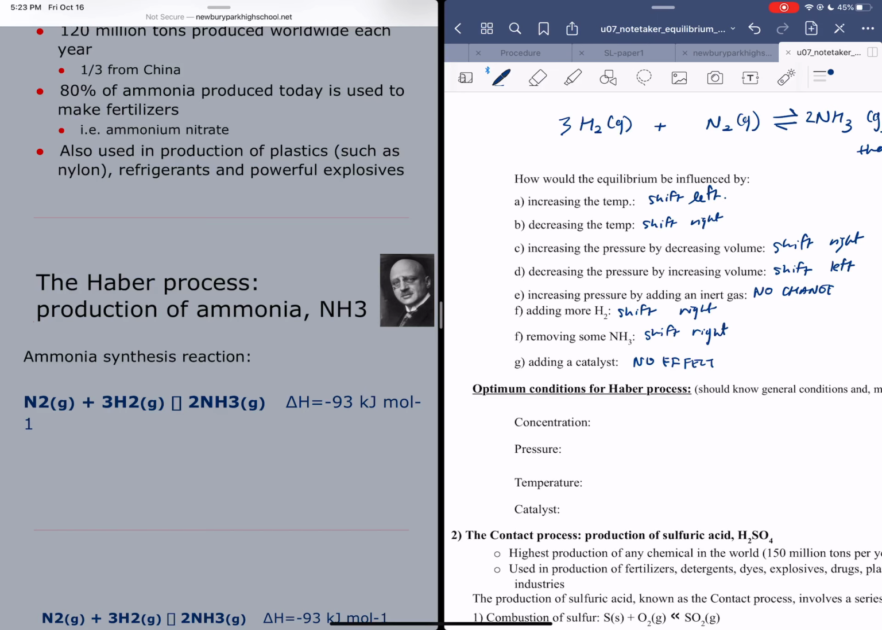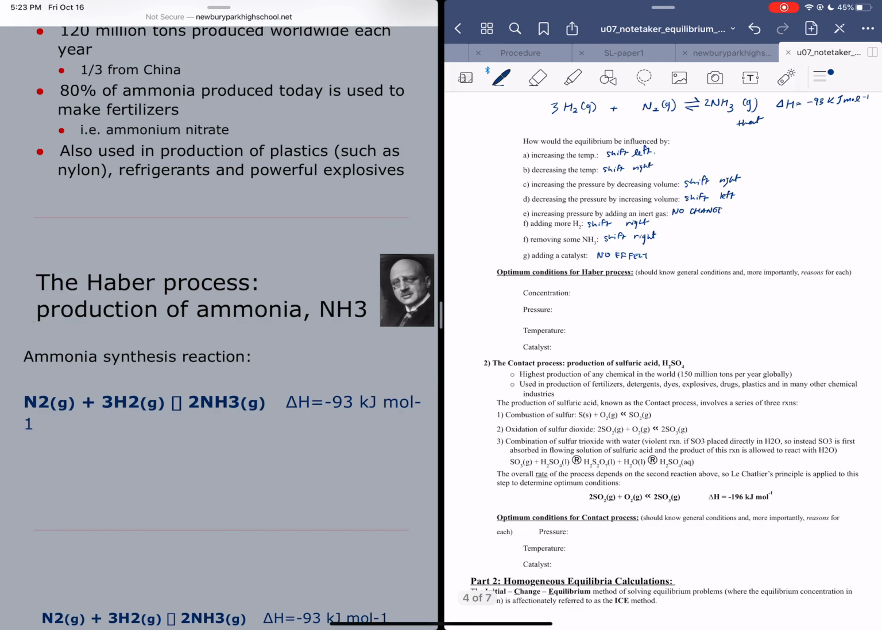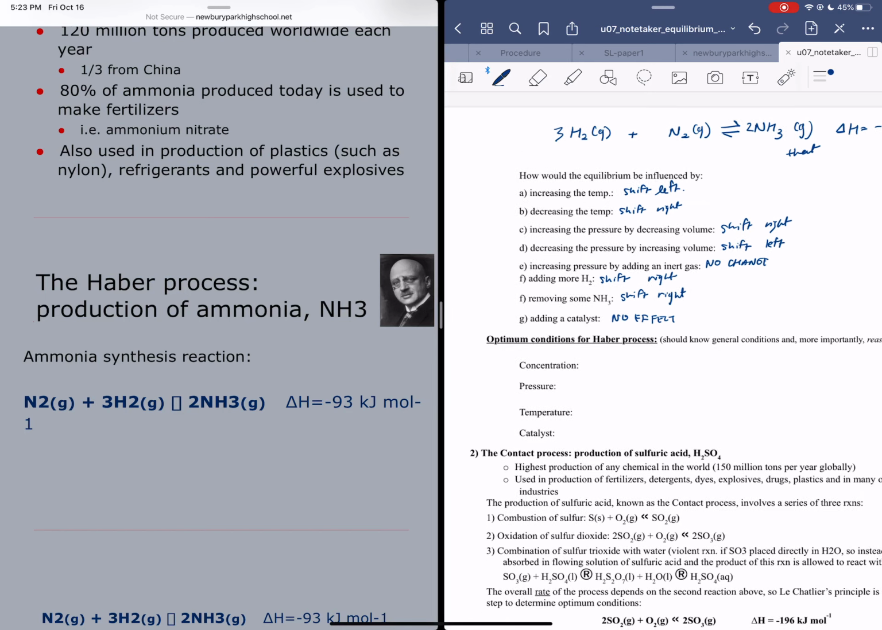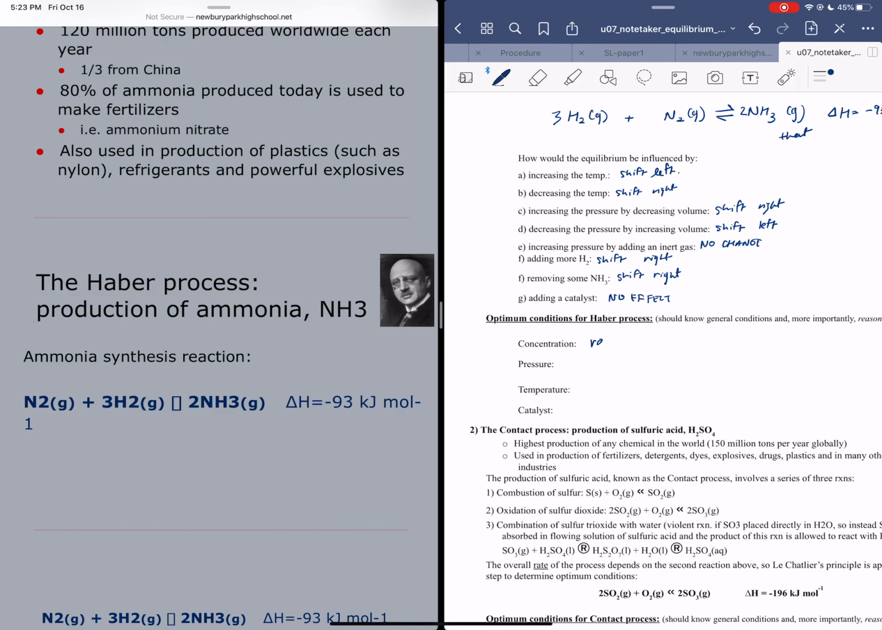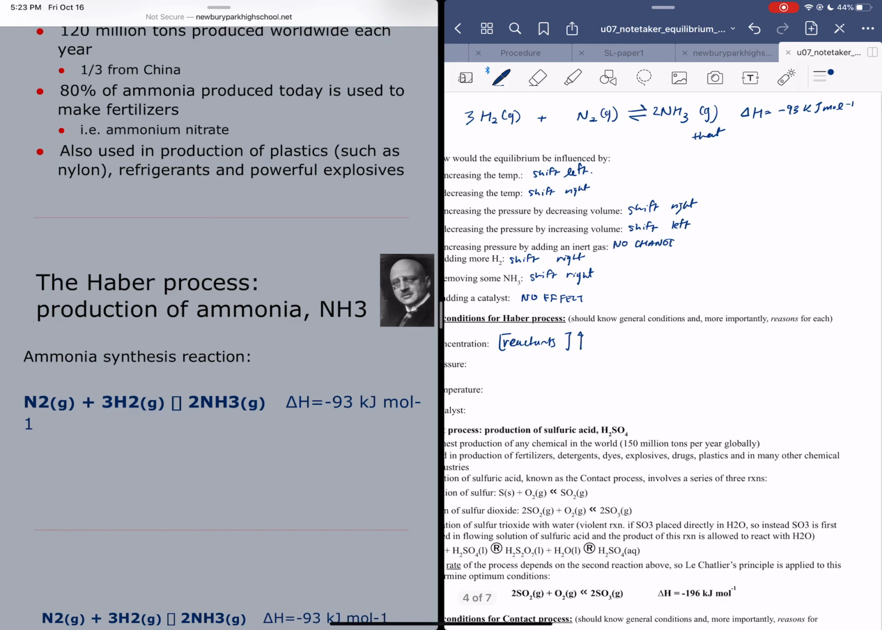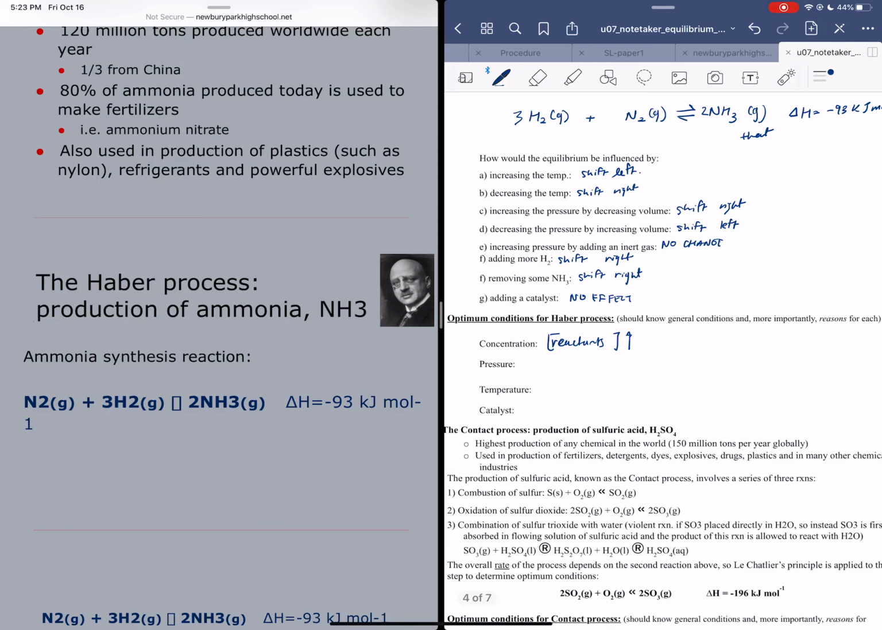Effect. Optimum conditions for the Haber process. Concentration: we'd want to keep the concentrations of the reactants high. Why? So it tends more towards the right, and our yield of NH3 increases. Pressure: we want to keep the pressure relatively high, so we tend to the right where there are fewer moles of gas, or in other words, fewer moles of NH3.